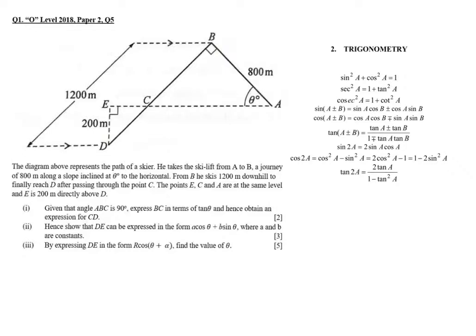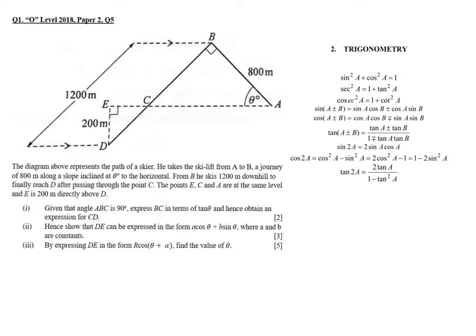The diagram above represents the path of a skier. He takes the lift from A to B, a journey of 800 meters along a slope inclined at theta degrees to the horizontal. From B, he skis 1,200 meters downhill to finally reach D after passing through point C. The points E, C, and A are at the same level, and E is 200 meters directly above point D.